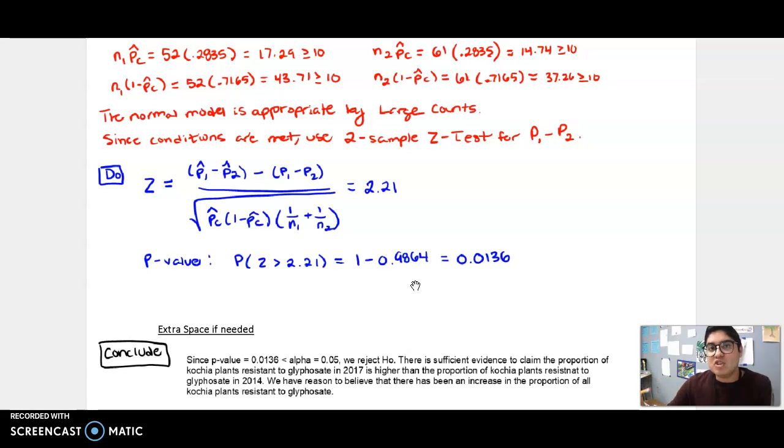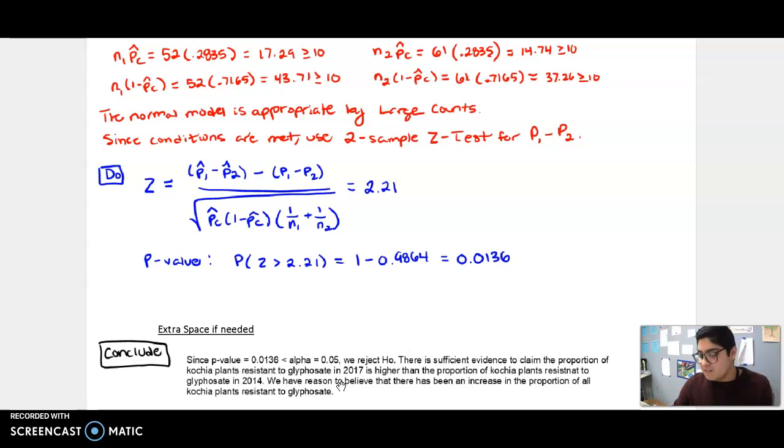Note that I'm making a decision based on the null hypothesis. Do I reject the null or do I fail to reject the null? Then when I give my conclusion, I am stating it in terms of the alternative hypothesis, right? There is enough evidence to support this, or there is insufficient evidence to support this. Now, the last sentence is not totally required, but again, this is just a real-world application of the problem. And here, we have reason to believe that there has been an increase in the proportion of all kochia plants resistant to glyphosate between the 2 years.